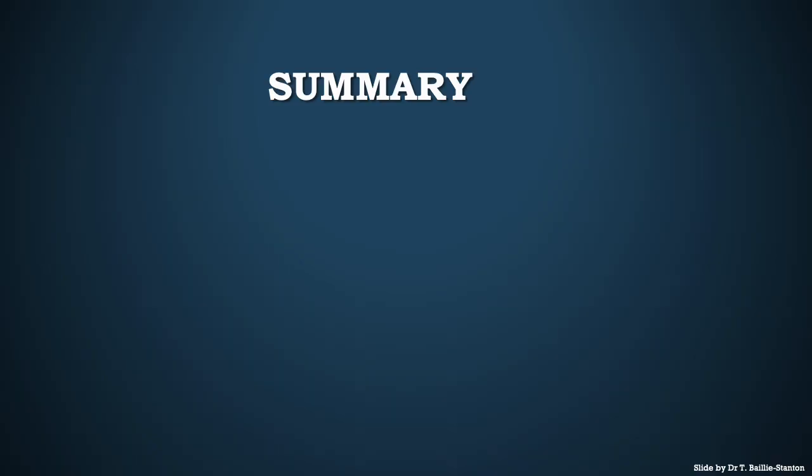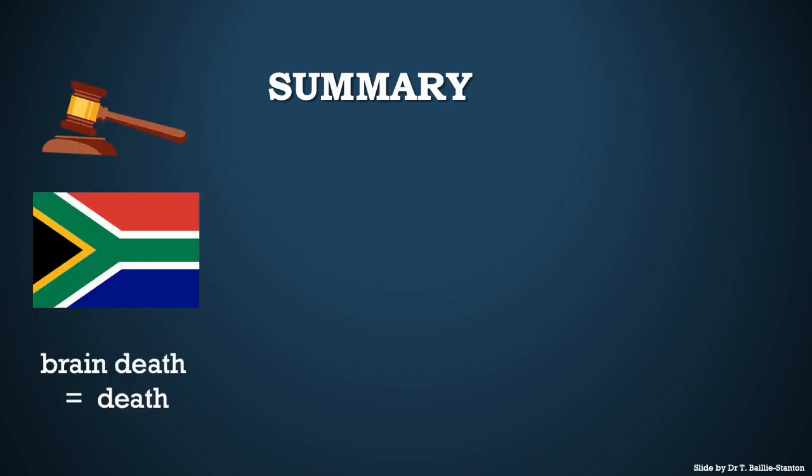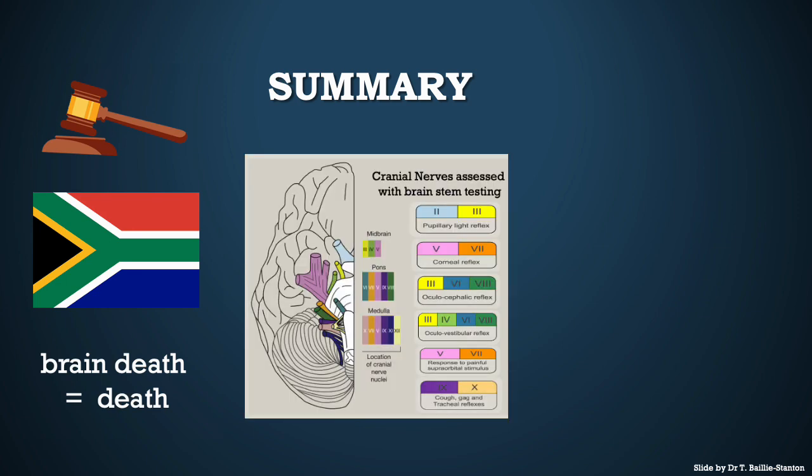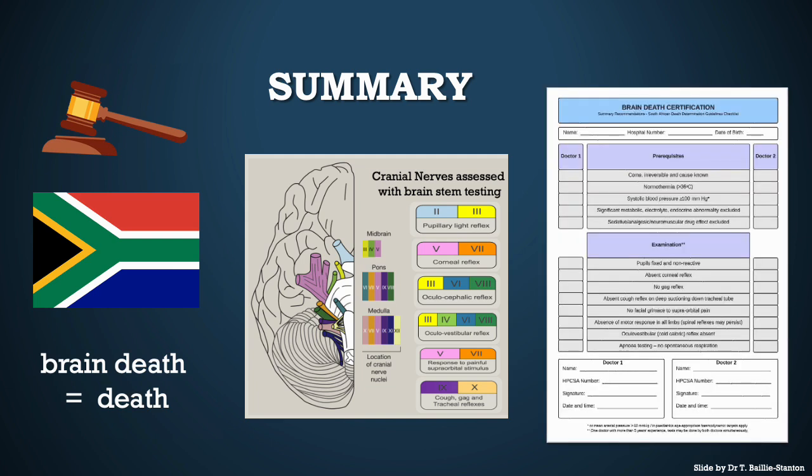In summary, there are 3 things I'd like you to remember when looking at brain death and brain death testing. First thing is that in South Africa, if you are brain dead, this means by law that you are dead. The second one is to please remember the anatomy, looking at the cranial nerves that we actually are testing as part of our brainstem testing, and use a checklist. It makes it so much easier for documentation and to remember everything as well.